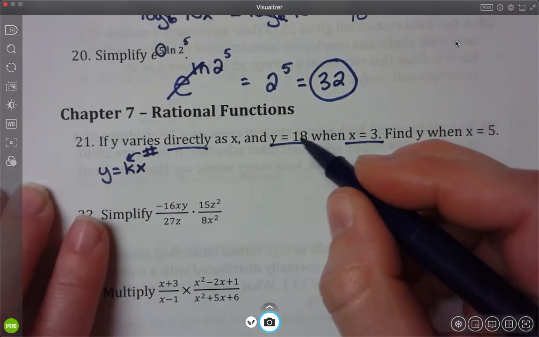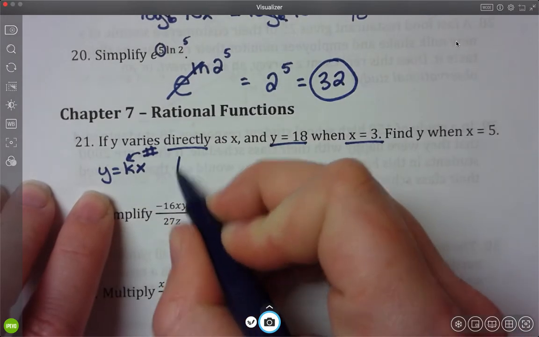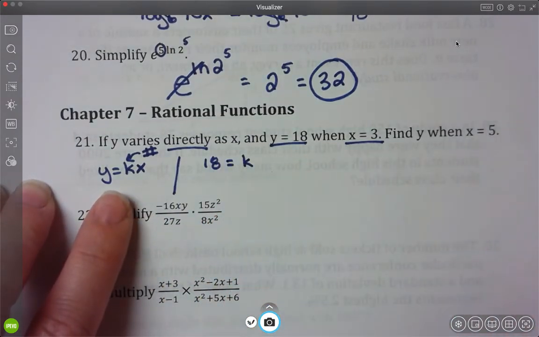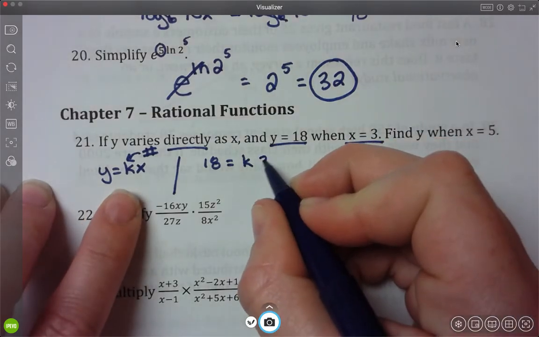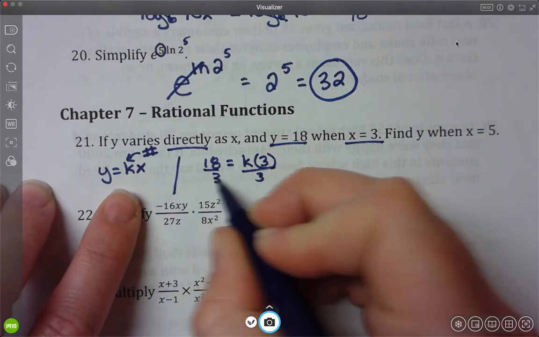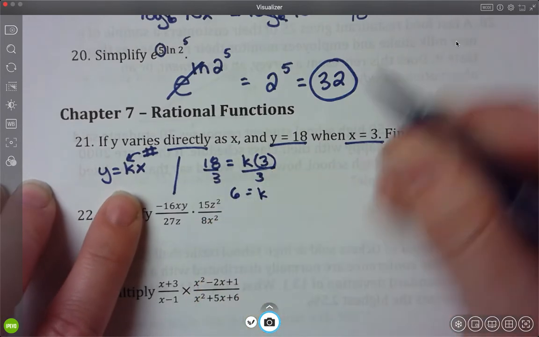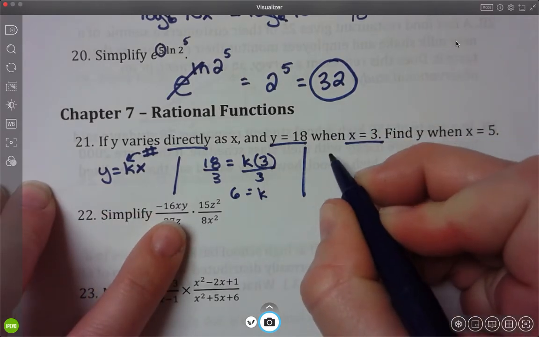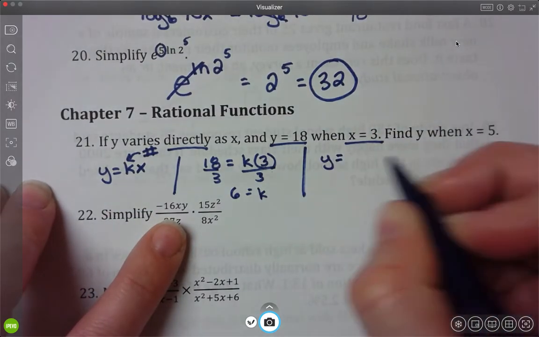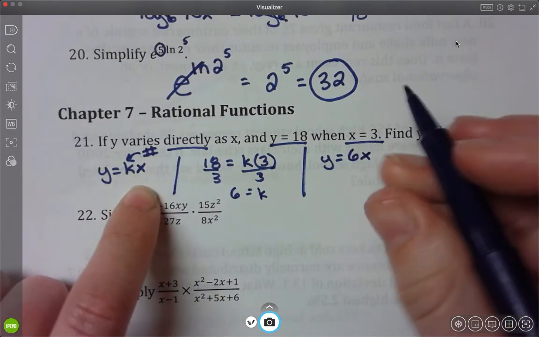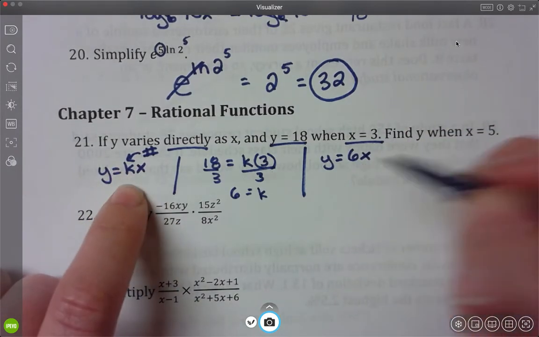So I plug in 18 for y, I'm going to do that over here, 18 goes in for y, k is what I'm trying to solve for, 3 is what x is, okay? So if I divide by 3, that will tell me what k is. K is going to be 6, okay? Now I do the problem one more time, and y will be equal to, so I can rewrite this as y equals 6 times x, because that's what our k is.